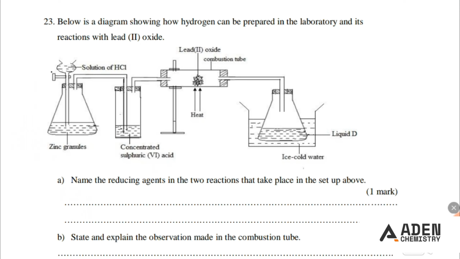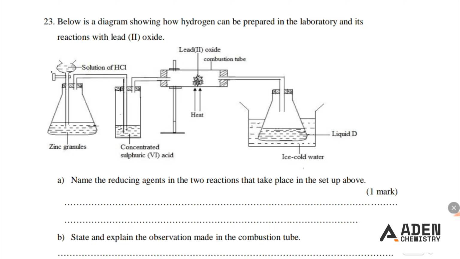So learners, these are the answers for question number 22, both part A and also part B. So next, question number 23, we are told below is a diagram showing how hydrogen can be prepared in the laboratory and its reactions with lead 2 oxide. So from the diagram we have here, part A, name the reducing agents in the 2 reactions that take place in the setup above.